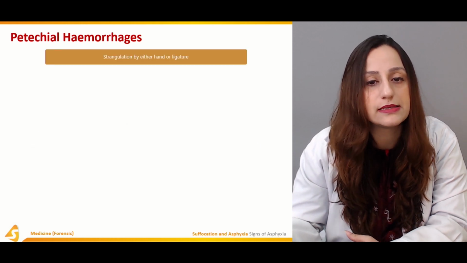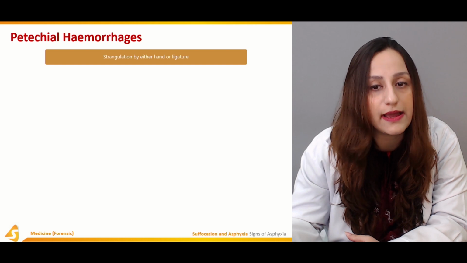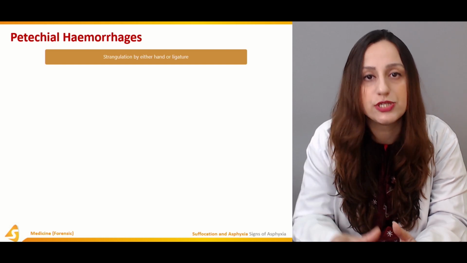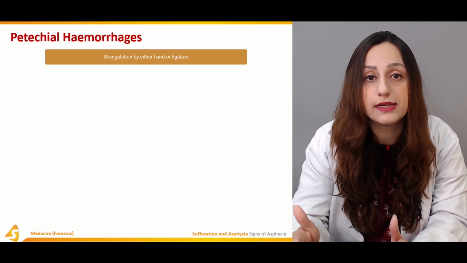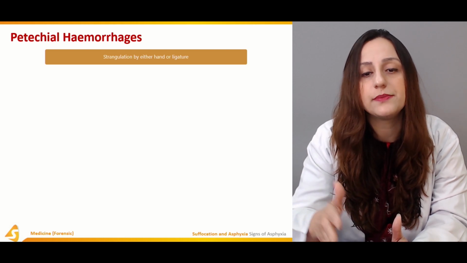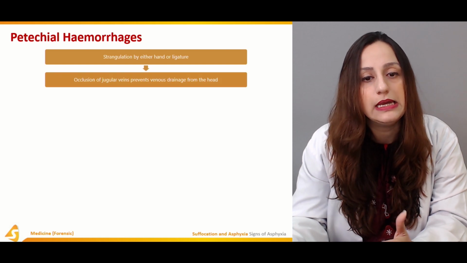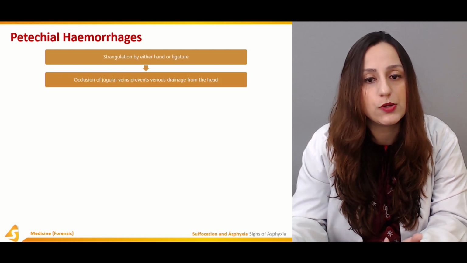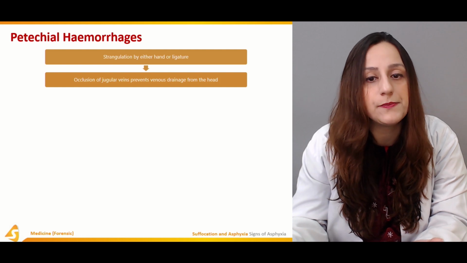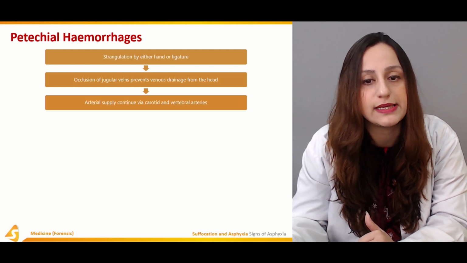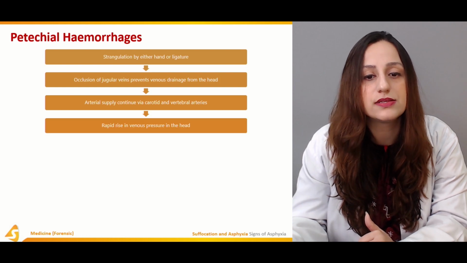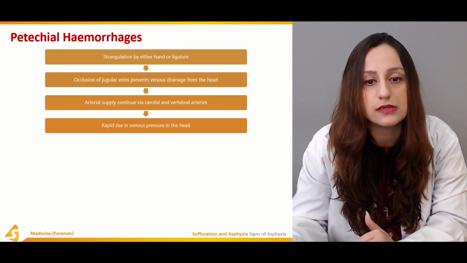Now, what happens here is strangulation by either hand or ligature. Manual strangulation was regarded as the throttling phenomenon, and then it can be a simple strangulation phenomenon. This can cause occlusion of the jugular veins, which prevents the venous drainage from the head. The arterial supply continues via the carotid and the vertebral arteries, and there is a rapid rise in the venous pressures in the head.